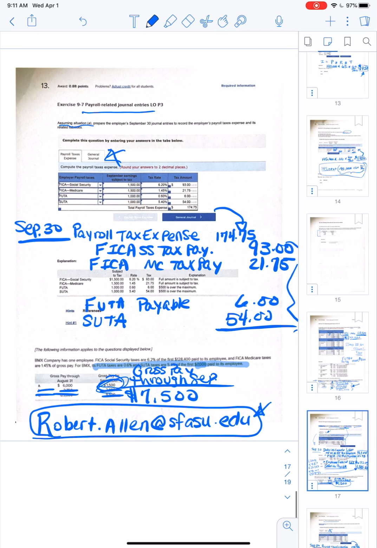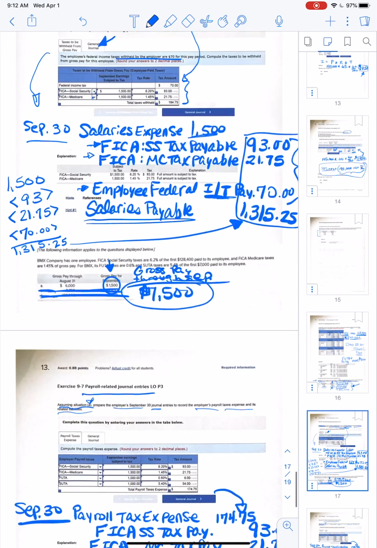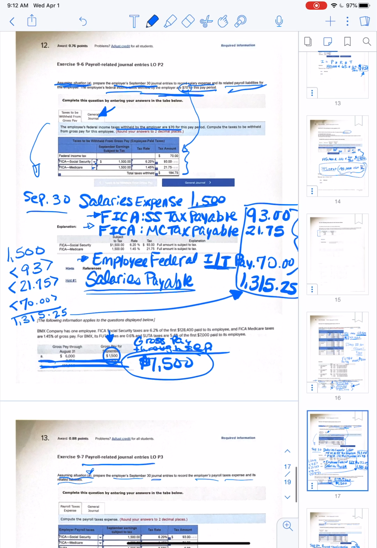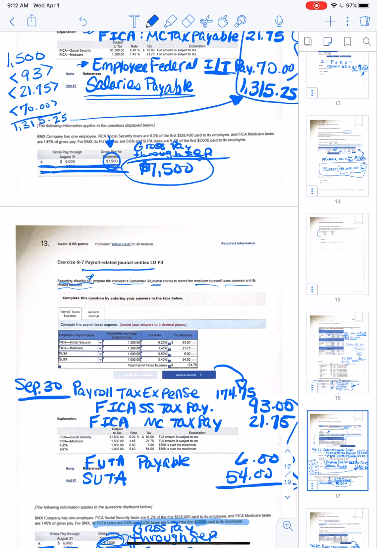Now, on number 13, what we're going to look at is, once again, we're still looking at situation A, but now it tells us to prepare the employer's September 30th journal entries to record the employer's payroll tax expense and related liabilities. So the first thing we're going to do is calculate how much of this all comes out. Well, you'll notice here on number 12, this was the employee side. All right, so the employee had this much withheld, and this is related to the employee in number 12. Number 13 is related to the employer.